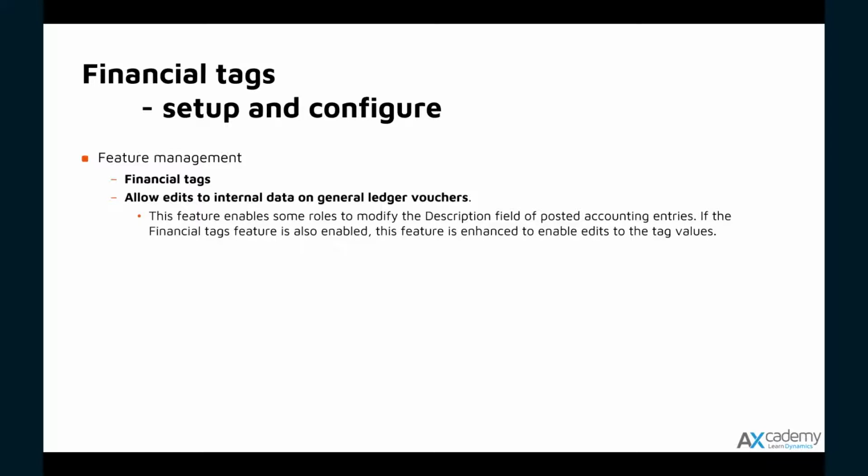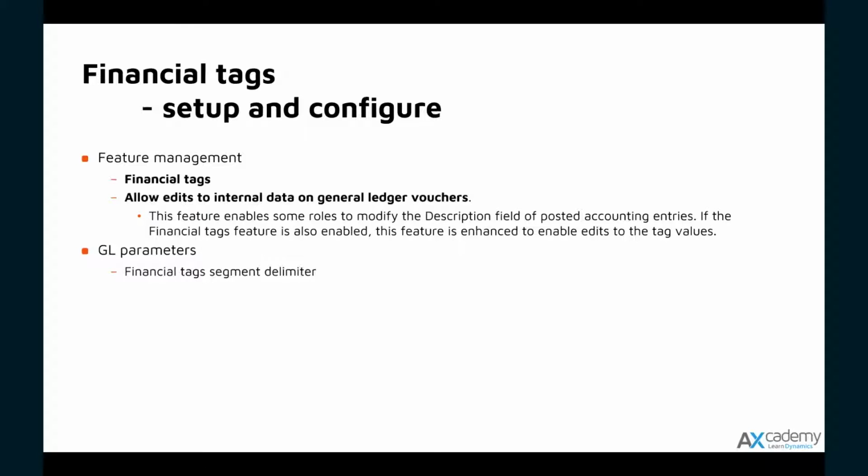So now, if you have A, allow edits to internal data on general ledger vouchers, and B, you got financial tax, then without financial tax, you could edit the description, and with financial tax on, you could also edit the tag values in here. And please do remember, there's no validation whatsoever if you change from a list value to another list value. It's perfectly okay. It's really, really free text fields, these ones in here.